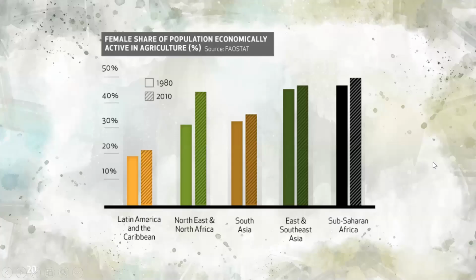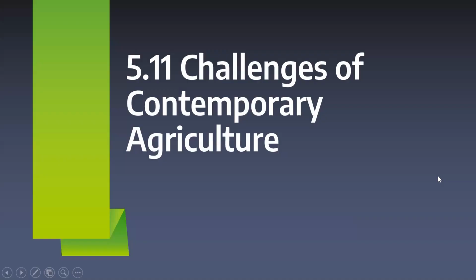Okay, so here's a little bar graph for you here. Just kind of looking at the female share of population economically active in agriculture. So that's topic 5.10. Again, a lot of it's just looking at the consequences of agricultural practices, specifically the environmental impacts, not necessarily the economic or social or political, but definitely the environmental. And there's a lot of issues to discuss there.